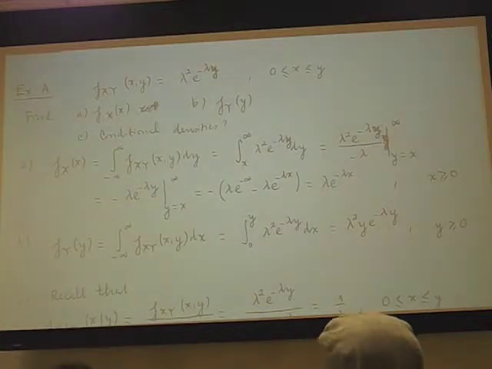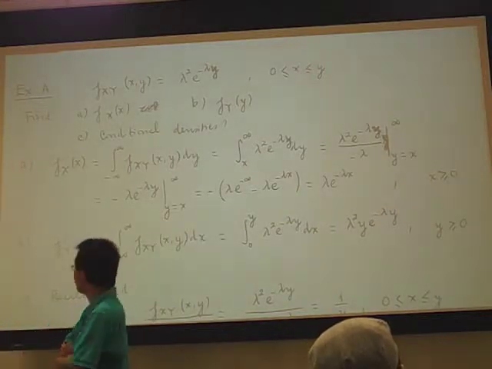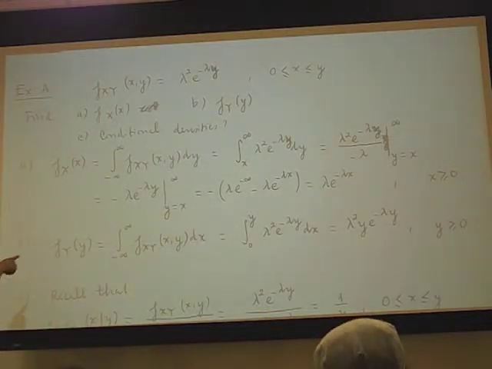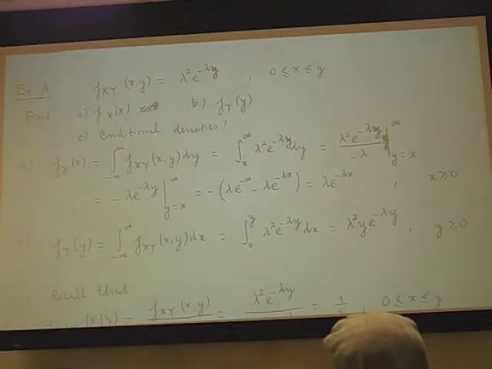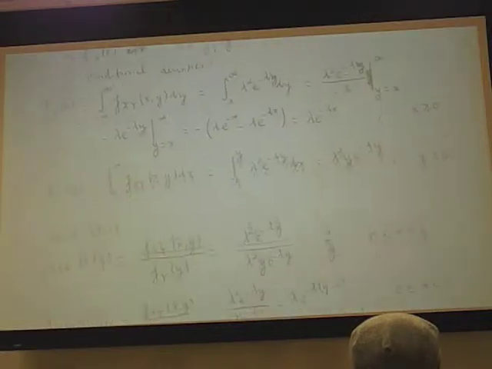Now, how about finding the marginal density function with respect to y? I just have to integrate the joint density function with respect to the other variable, namely x. There you go, plug it in. And now, how about finding the conditional density? I need to find the little f of x given y, and also little f of y given x. So let's do it.